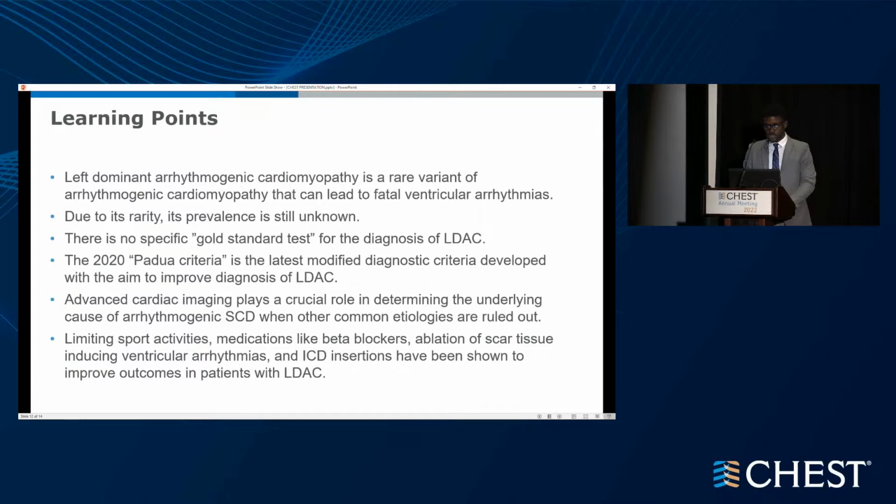Some of the treatments are limiting sport activities and medications like beta blockers. Some studies have shown ablation of scar tissue helped to improve mortality. But out of everything, ICD has been the one that has really shown to improve mortality in these patients. And that's why we had our patient on ICD before he left the hospital.